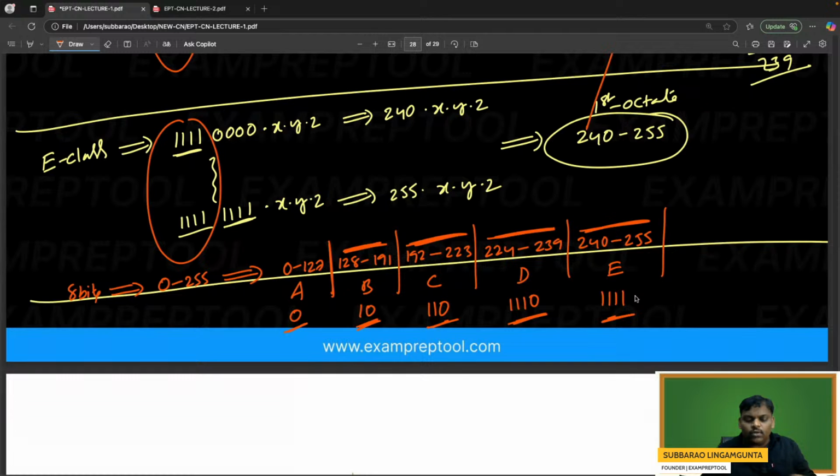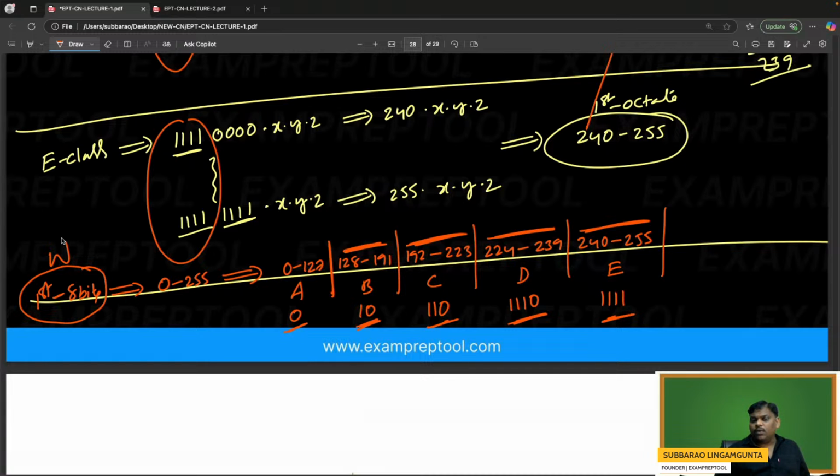So total 0 to 255, the first octet, the first 8 bits, which is nothing but W in our representation. W is in the range of 0 to 255, so total 256. We divided into 5 classes: A class, B class, C class, D class, E class. The remaining 3 octets are not involved. By seeing the prefix only, I can decide which class it belongs to.